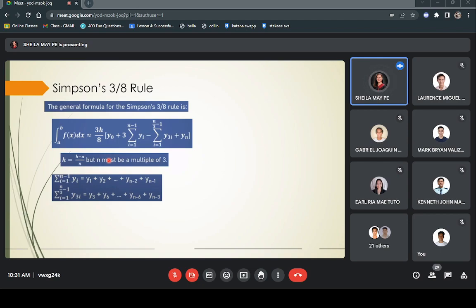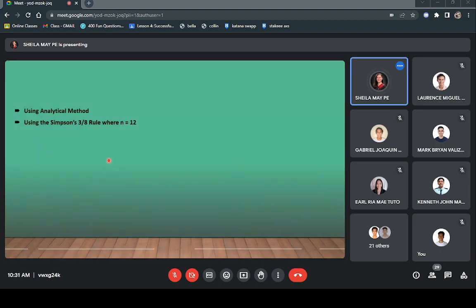Okay, now for us to be familiar with the 3-8 rule, we have here an example using the analytical method and also the 3-8 rule where n is equal to 12, and of course 12 is a multiple of 3. It is always a multiple of 3 because it is divisible by 3. So we are using the same definite integral, 9x cubed minus 4x plus 3 over x. Okay, we have the formula again. I will write it.